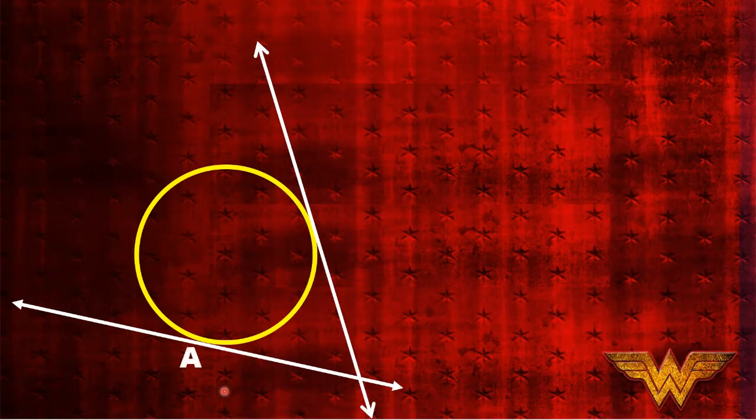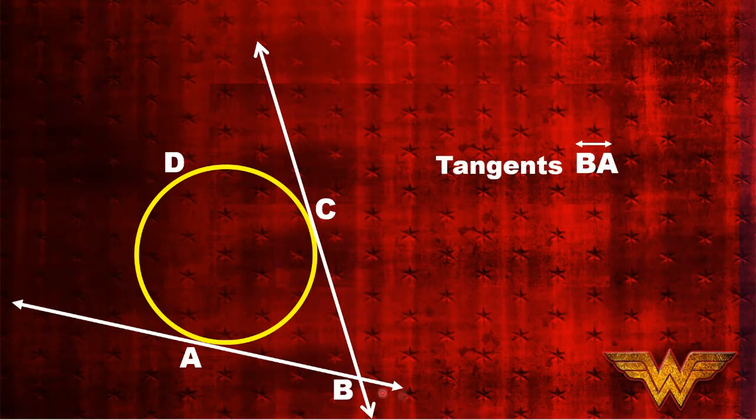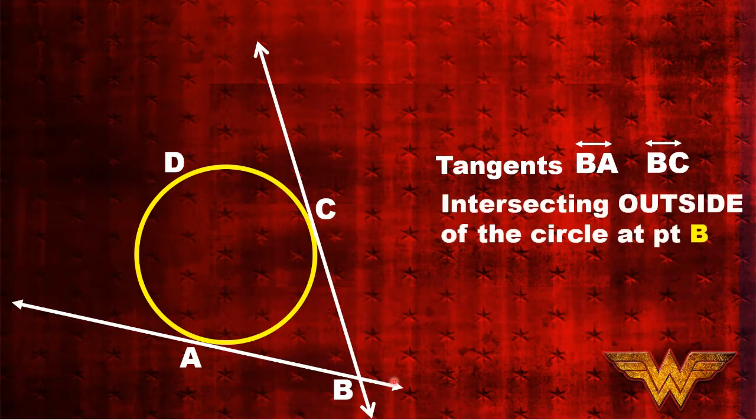Let us represent this as point A. This one is point B. This one is point C. And let us have another point to differentiate the bigger or the major arc from the minor arc. Let us now identify the two tangents. We have line BA, pwede rin natin tawaging line AB, and line BC or line CB, intersecting outside of the circle at point B. Ayan, dito nag-meet yung dalawang tangent line natin.